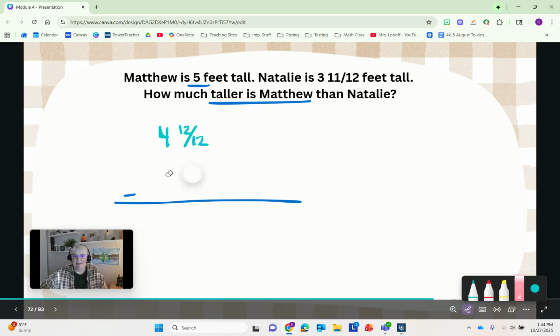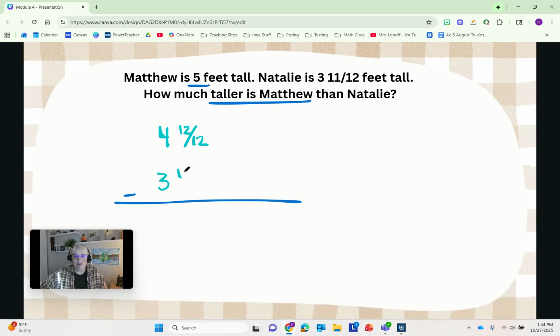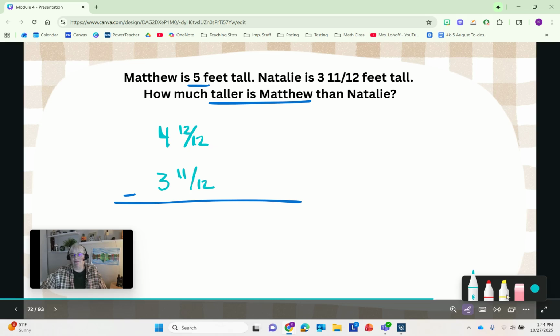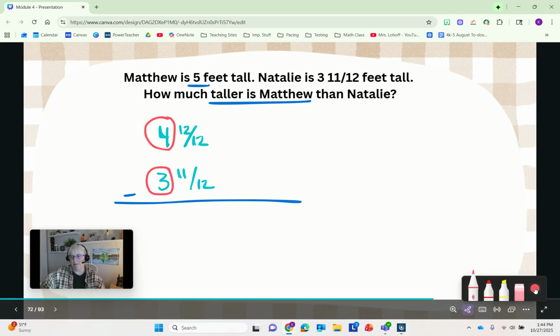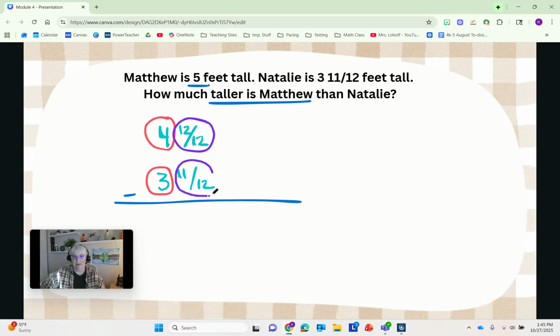Okay, now let me get some more erasers here. I've got 3 and 11/12. I'm going to copy this. I don't like the colors I've got going here. That's a me problem, not a you problem. Okay, now I can circle my whole numbers, which this time I'm going to circle in red. 4 and 3 are my whole numbers. And I can circle my fraction parts in purple. We have 12/12 and 11/12.